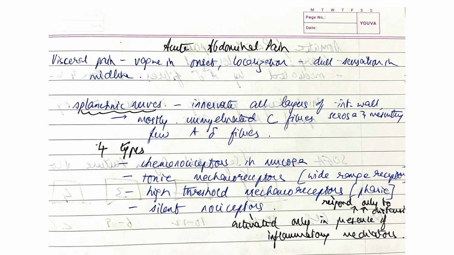Splanchnic nerves innervate all layers of the intestinal wall, the serosa, and the mesentery. They are mostly unmyelinated C fibers, and there are a few A delta fibers as well. There are four types of splanchnic nerves. There are chemonociceptors in the mucosa, tonic mechanoreceptors, which are a wide range of receptors, and they are called wide range receptors. High threshold mechanoreceptors, which are phasic receptors, respond only to a marked distension. And then there are silent nociceptors, which are activated only in the presence of inflammatory mediators.